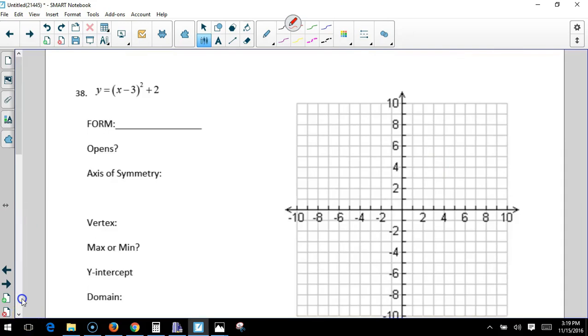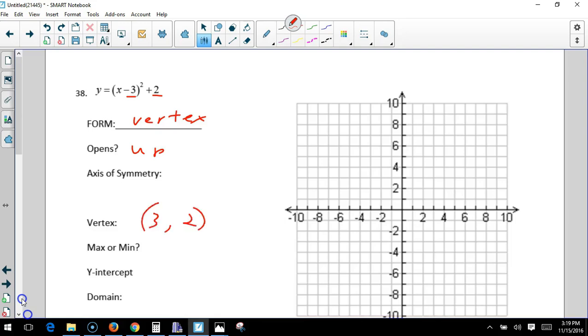Okay, number 38. This is in vertex form. We get the vertex here and here. It's going to open up because it's positive. And the vertex is going to be 3, 2.